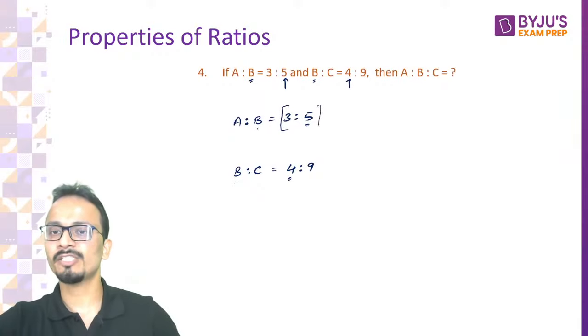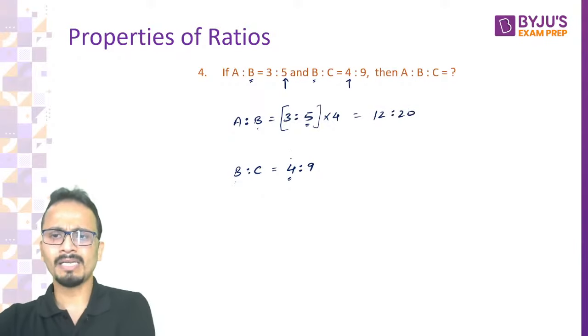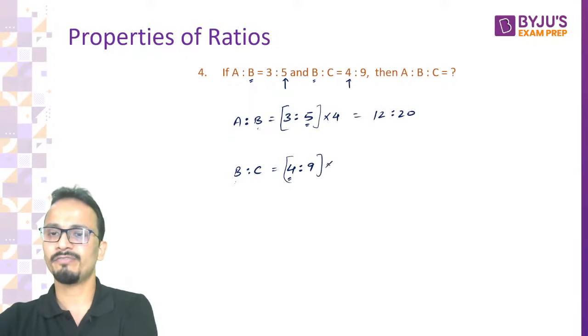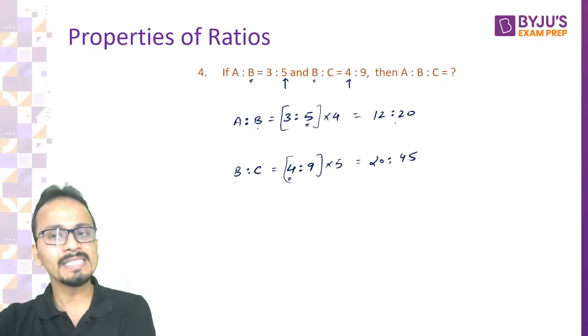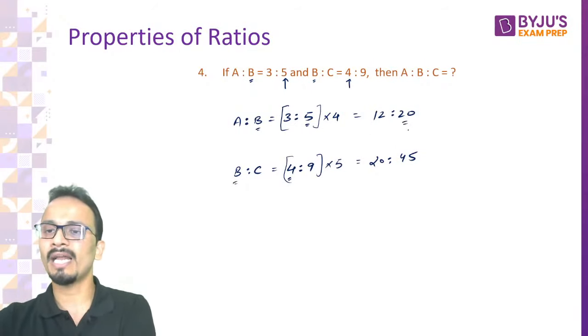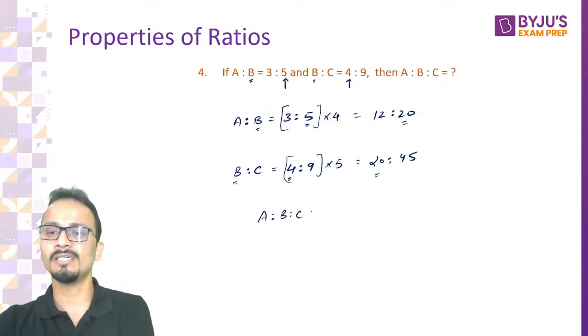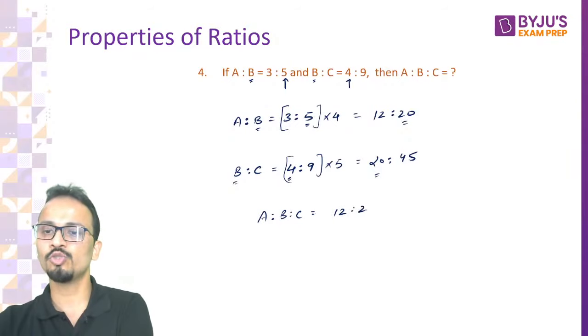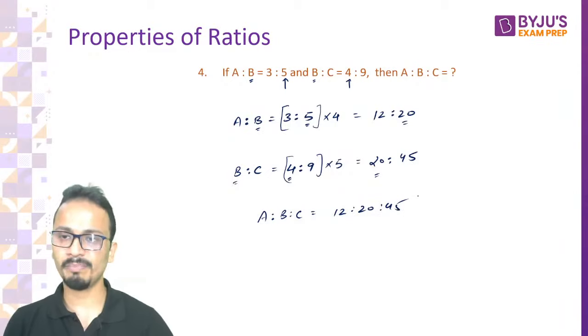I'll multiply the first ratio by 4. The ratio will become 12 is to 20 and I'll multiply the second ratio by 5. The ratio will become 20 is to 45. Now I can safely combine these two ratios because the values corresponding to B are now equal. So I can write A is to B is to C as 12 is to 20 is to 45. So this is the ratio of A, B and C.